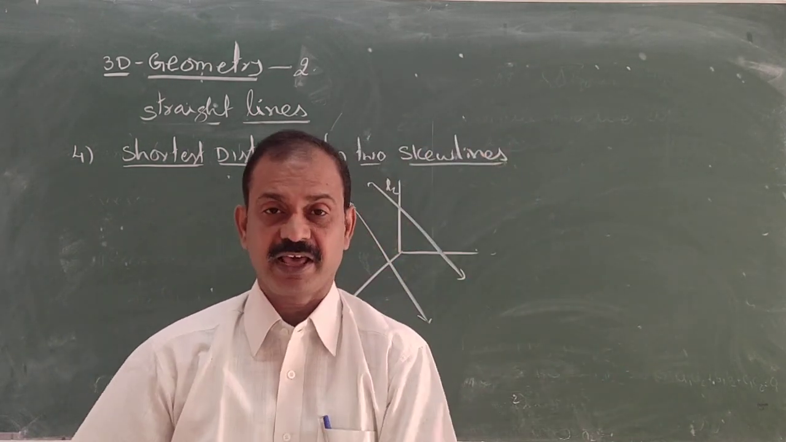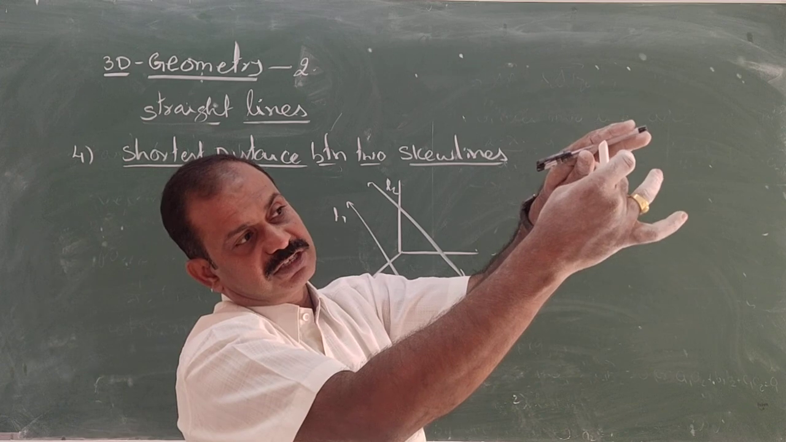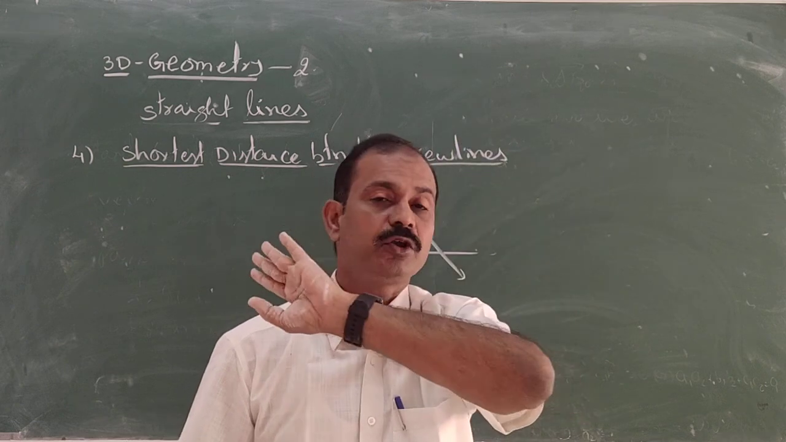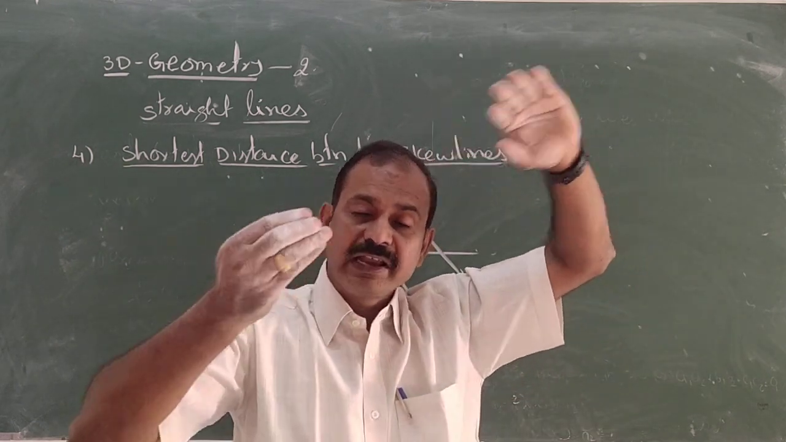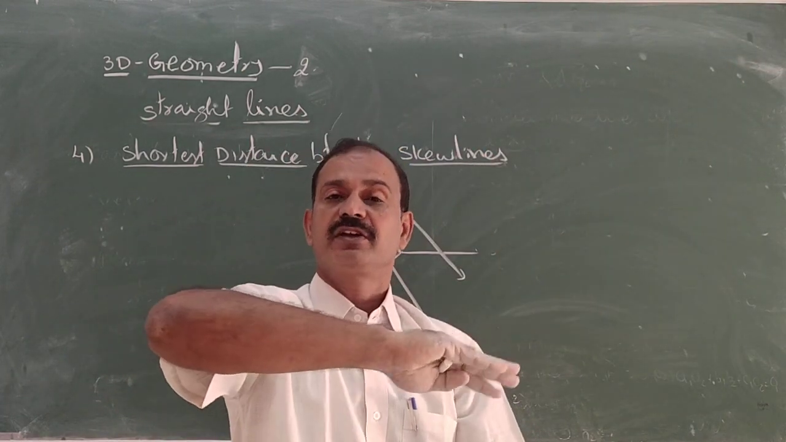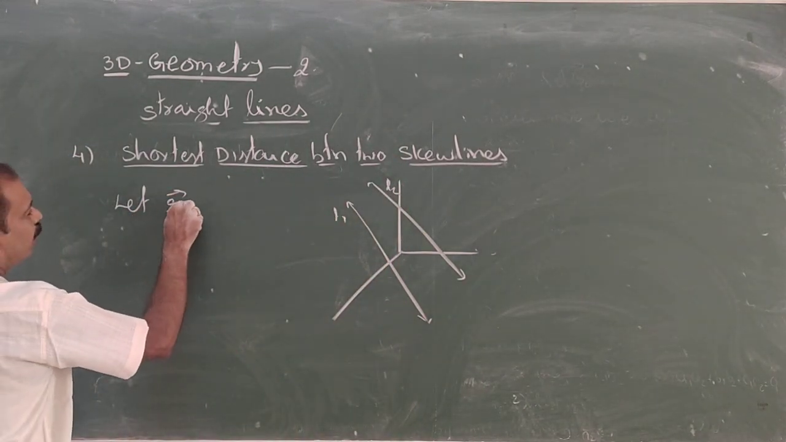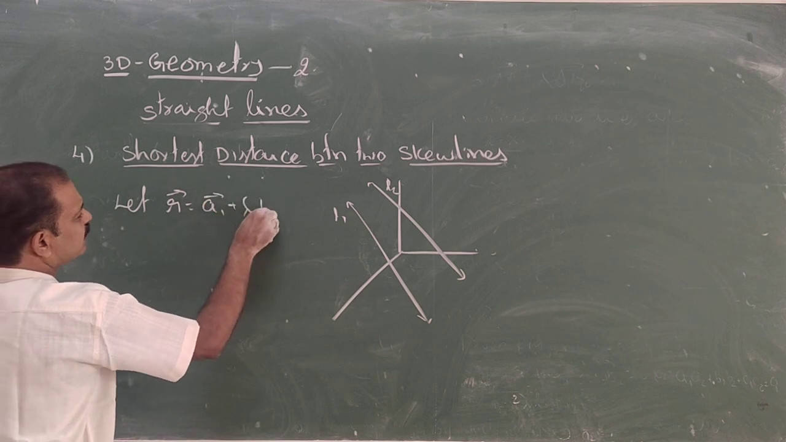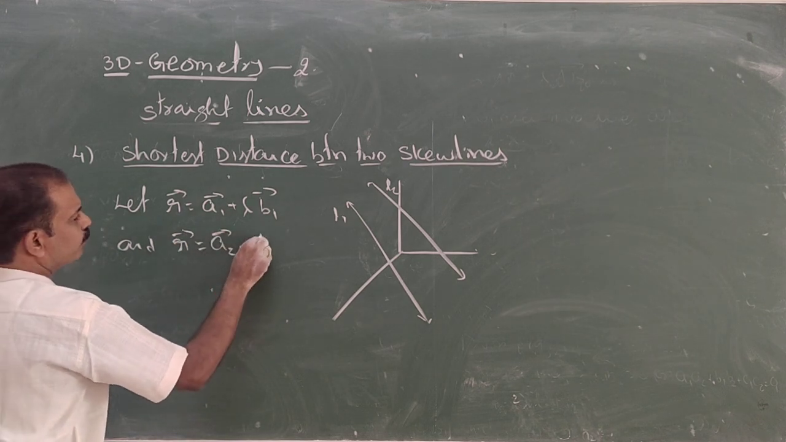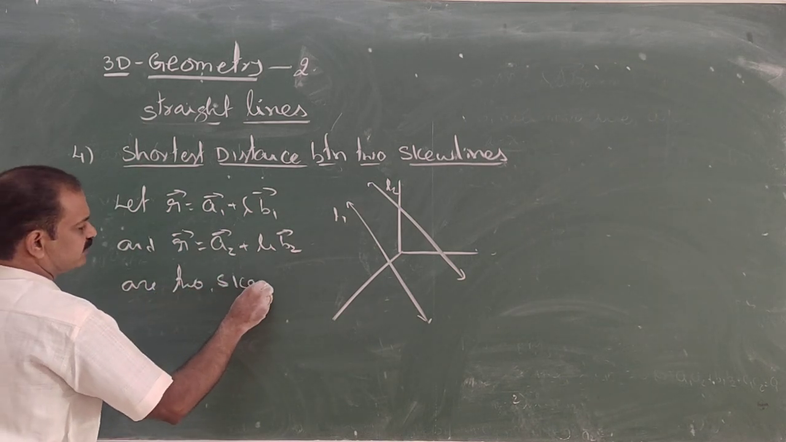Now for such kind of lines, how do you find the shortest distance? This shortest distance you have to find out. The easiest way is to go for the vector form only. Don't go for the Cartesian form because that is very lengthy. Whenever Cartesian is given also, try to bring it to vector form and finish off. Let r is equal to a1 plus lambda b1 and r is equal to a2 plus mu b2 be two skew lines.